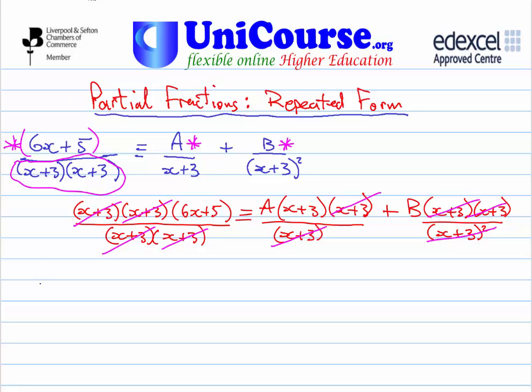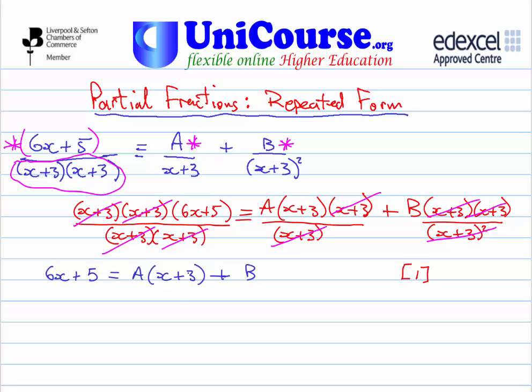What I'm seeing is 6x plus 5 equals A lots of x plus 3 plus B. Pure and simple. I would like to give this little equation a tag. Let's just call it equation 1, because we're going to refer back to this shortly.